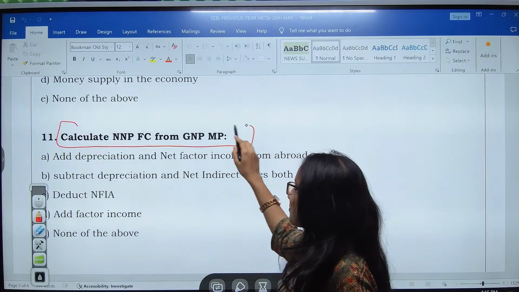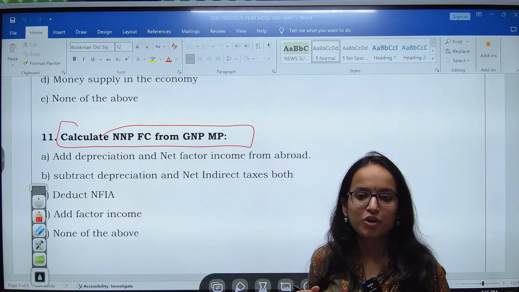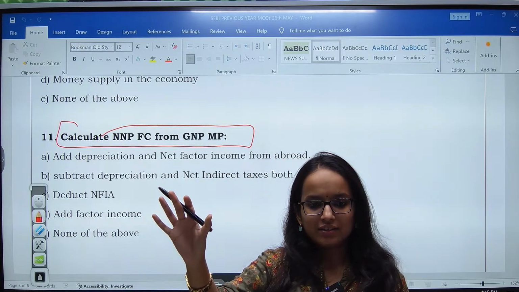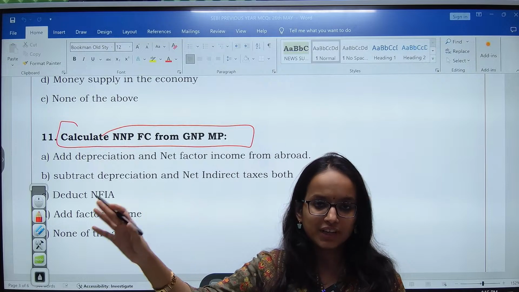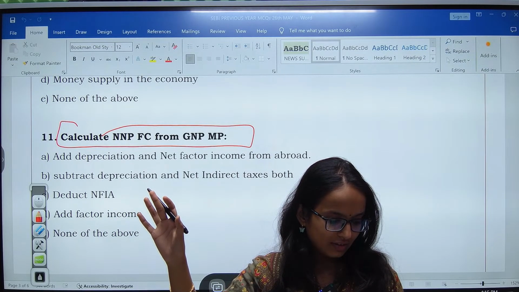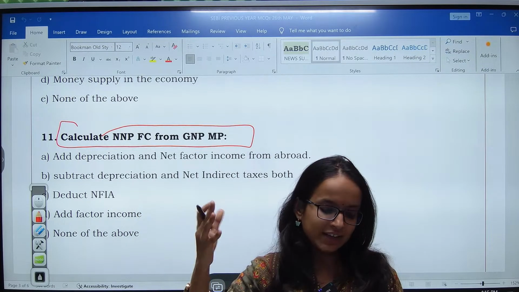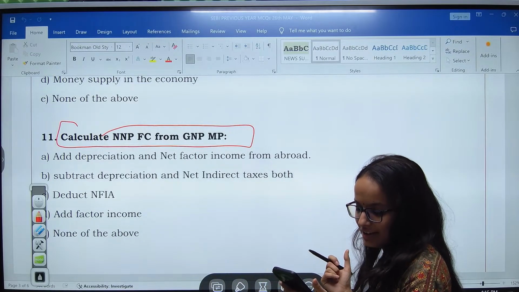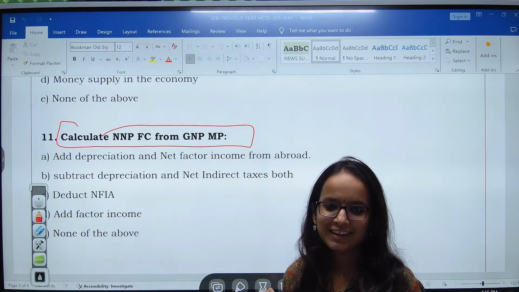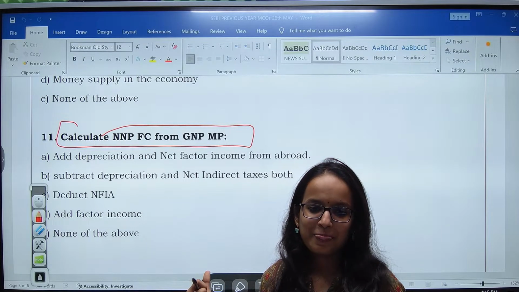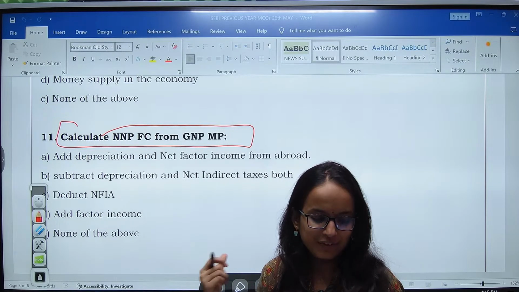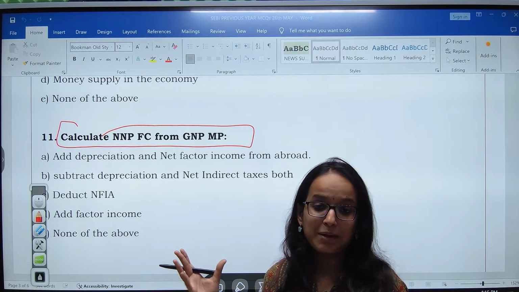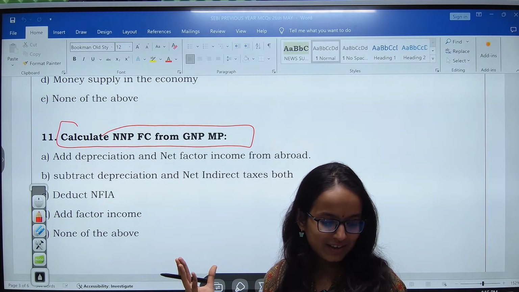Calculate NNPFC from GNPMP. This is from your national income. Have you read or covered the syllabus of national income? If you have done it, then it would be easy for you. Okay, so you are saying B. Tell me honestly, do you know the answer, or are you referring from somewhere? You know the answers, yes? I'm happy to see that. That's why I'm asking.